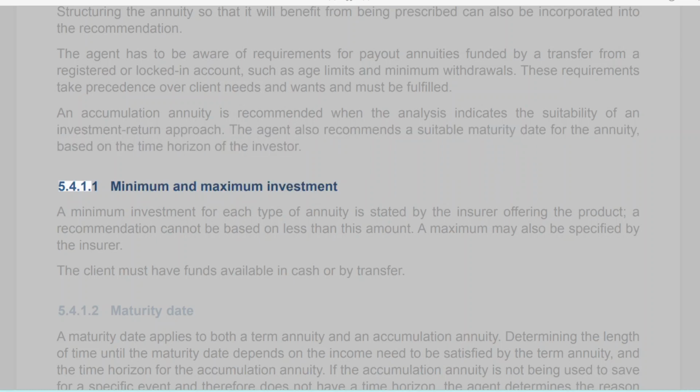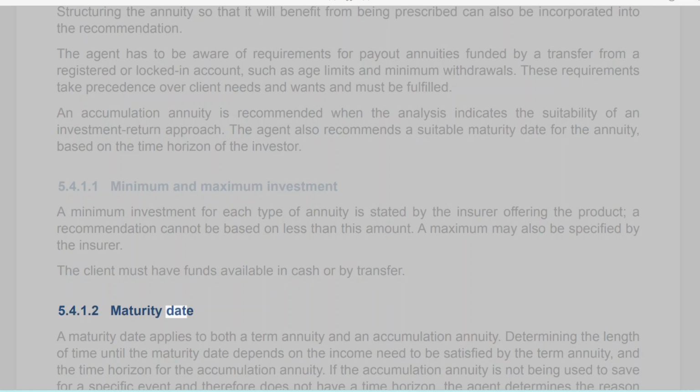5.4.1.1 Minimum and maximum investment. A minimum investment for each type of annuity is stated by the insurer offering the product. A recommendation cannot be based on less than this amount. A maximum may also be specified by the insurer. The client must have funds available in cash or by transfer.